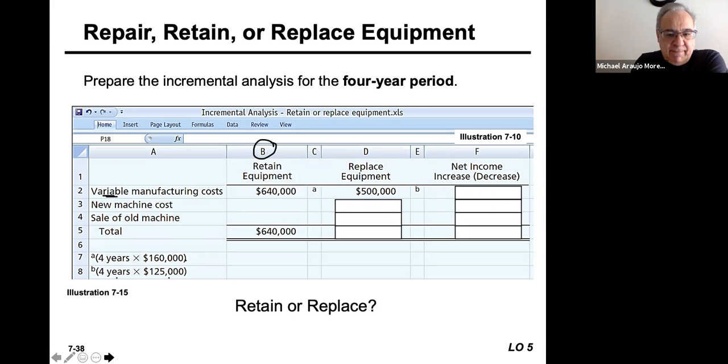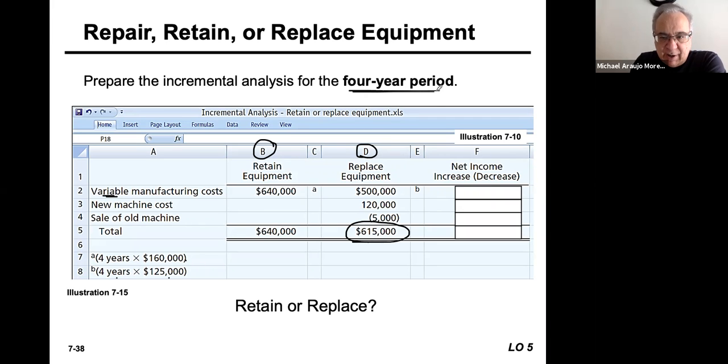will lower their costs and save them some money. However, they're going to have to pay for the new machine, right? So they're going to fork out 120,000 for the new machine, and they can sell the old machine, which is going to save them $5 grand. So overall, if they were to replace their current machine with the new machine, it would actually cost them $615,000 over the 4-year period versus the $640,000 their current machine would cost them over the same 4 years.